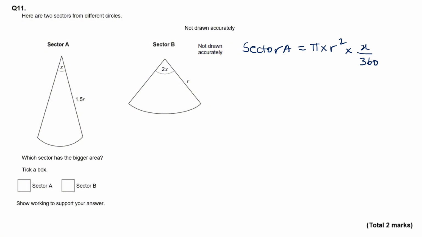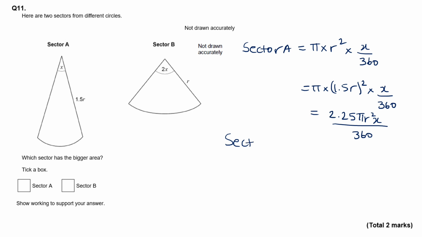So the radius here is 1.5 r. I already wrote the angle, which was x. So it's going to be pi times 1.5 r squared, I'm going to put it inside the bracket so I don't get confused, divided by 360. And 1.5 squared is 2.25. Radius squared is radius squared. So we've got 2.25 pi r squared multiplied with x divided by 360.